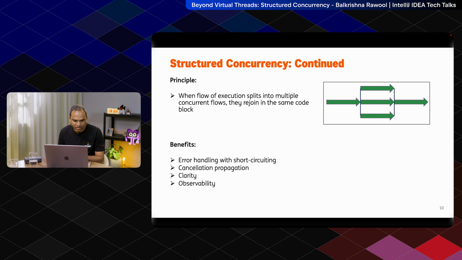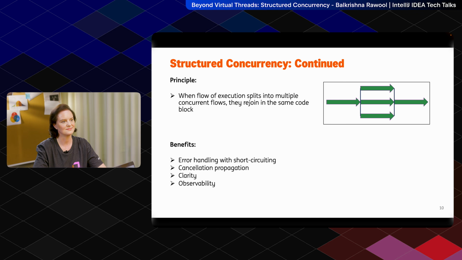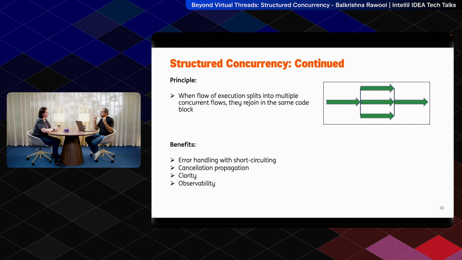Another thing, an extra benefit that we get with the structured concurrency API, is that it adds an observability part as well. So normally you have your main task, which creates subtasks, and those subtasks can have their own subtasks. You could have a hierarchy of tasks. And because we are creating a virtual thread for every task, we have a big hierarchy of virtual threads.